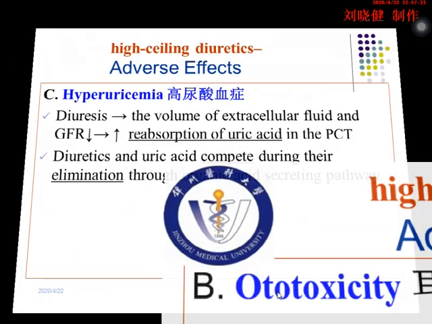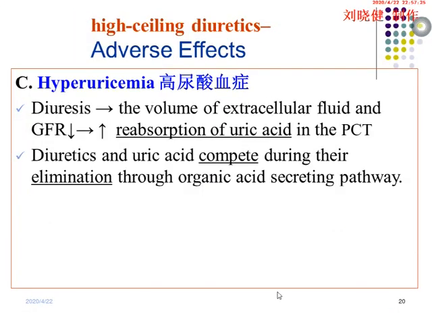Next one, hyperuricemia. But gout is rarely caused, because after diuresis, blood volume, the volume of extracellular fluid and glomerular filtration rate are decreased by the high-ceiling diuretics. So they can increase the reabsorption of uric acid in the proximal convoluted tubule.